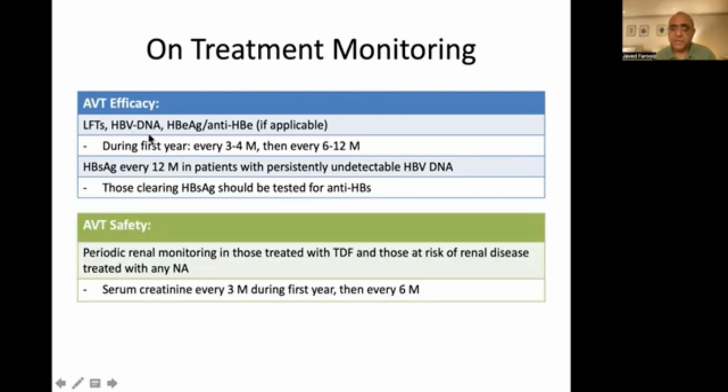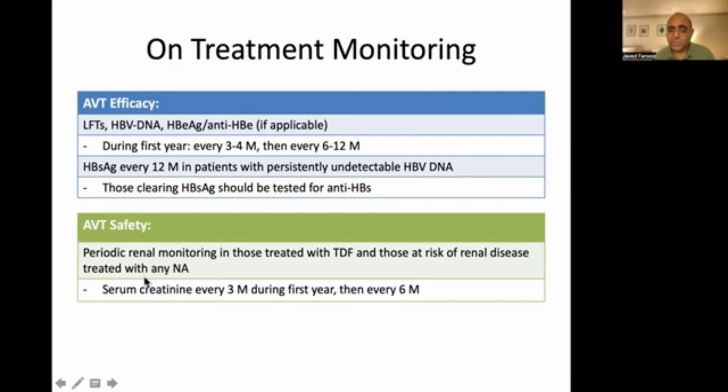The second component of the antiviral treatment monitoring is for the antiviral treatment safety. We need periodic renal monitoring in those treated with TDF and in those at risk of renal disease treated with any agent. The elderly people, those with metabolic kidney risks, like diabetics, hypertensives, or those with some other disease, or on long-term NSAIDs, in these patients the periodic renal monitoring is very, very important.